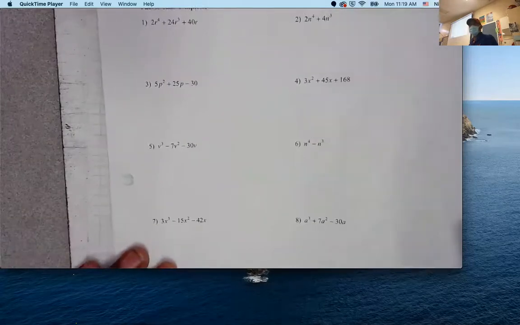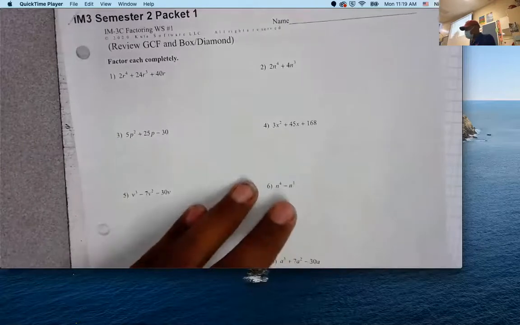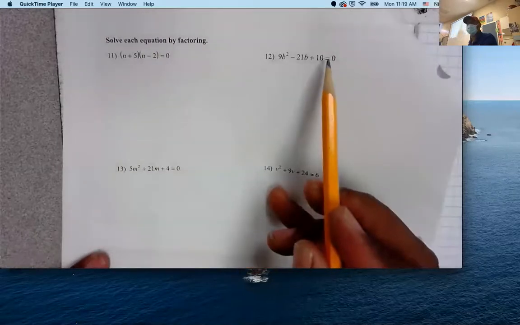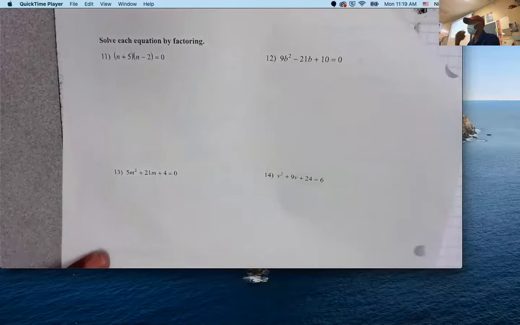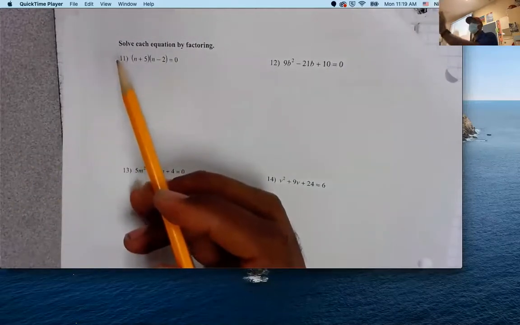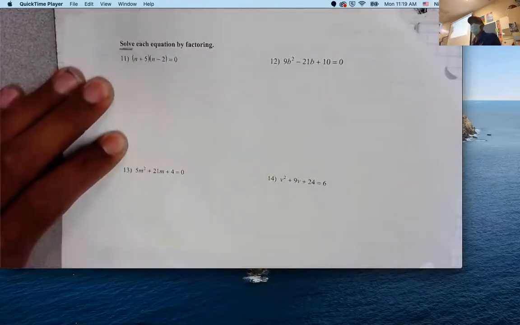Now, when you do the first page, you'll notice that it just says factor. And when you get to the second page, you'll notice the difference between all the problems is they're all equal to 0. As soon as you see that, you know you're going to solve. You're going to take it the next step. You're basically going to do the same thing, but take it one step further. And the key is that it's asking you to solve this time.